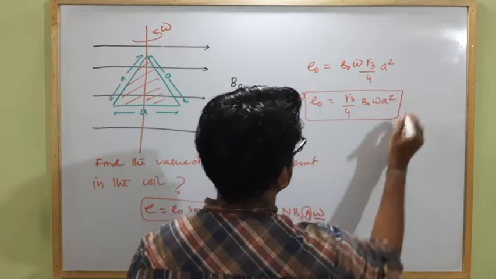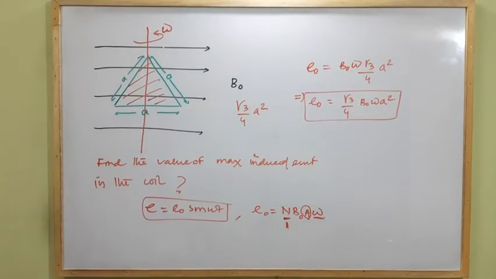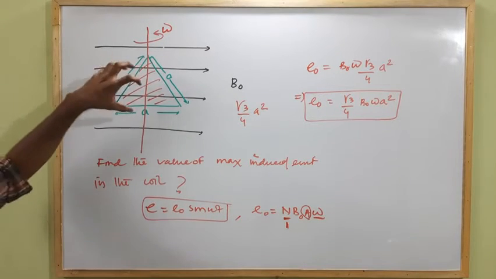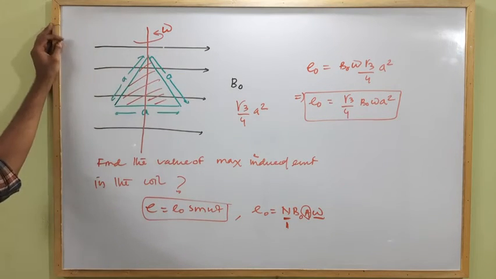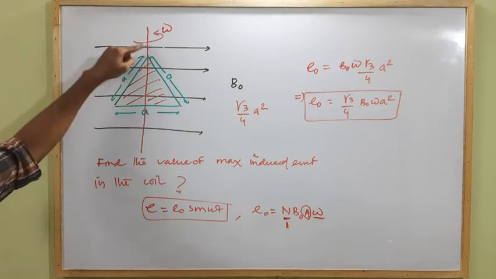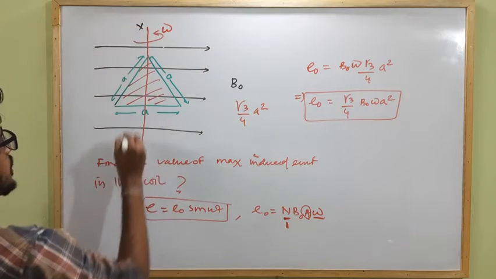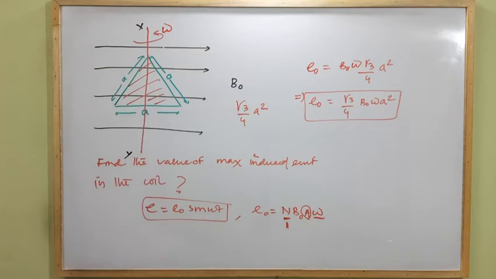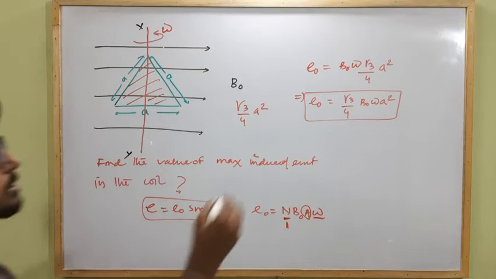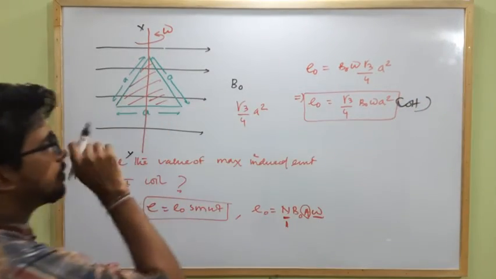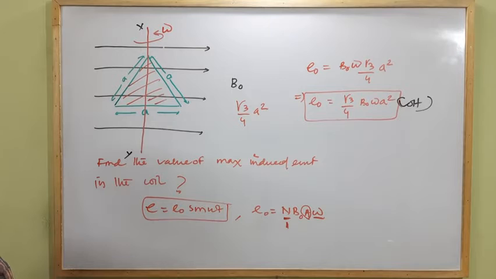This is the expression for the maximum or peak induced value when an equilateral triangular shaped coil is rotating in an external magnetic field of strength B naught about an axis. Let the name of this axis be XY, with angular velocity omega. This much volt will be the maximum value of the induced EMF within the triangular shaped coil. Okay.